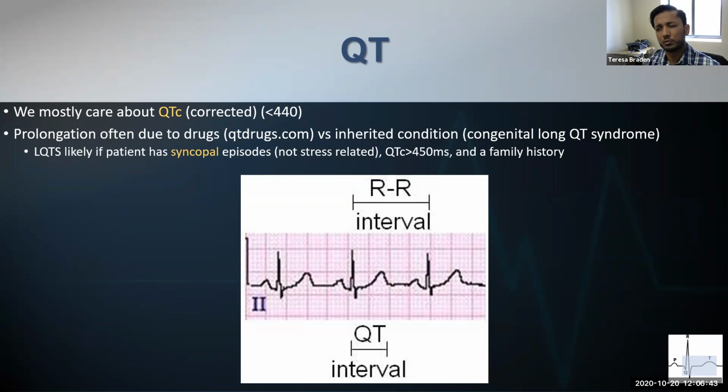Just going over those. But if you guys recall, history of syncope should be one of those things that you should always consider. We do an EKG because we're worried about arrhythmias in general. We just use that term, but a lot of it is looking at the QT interval.